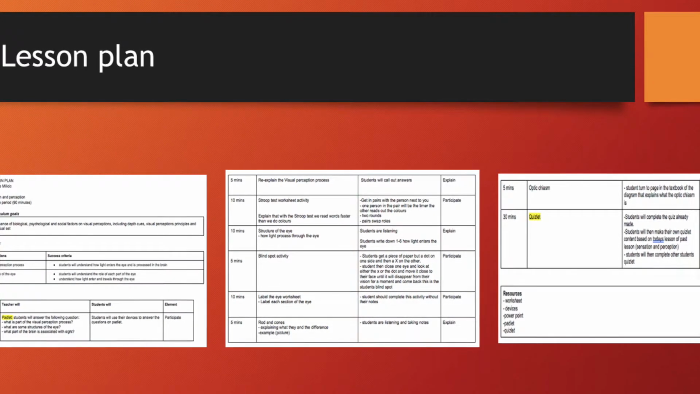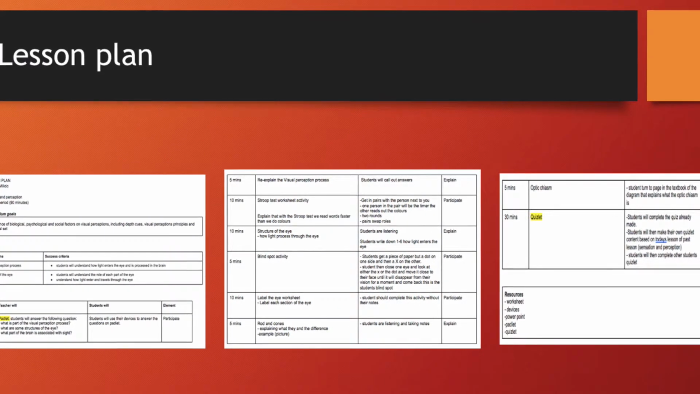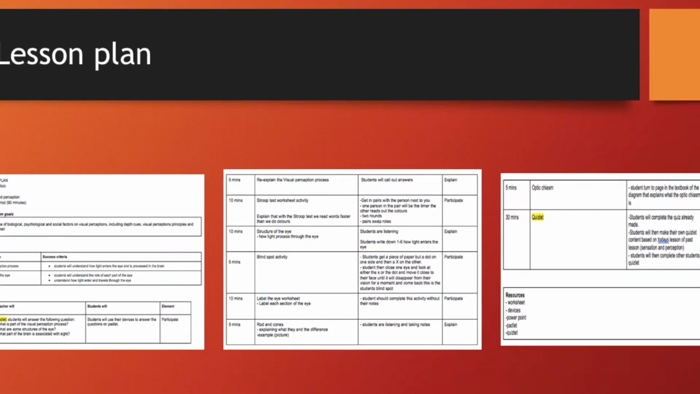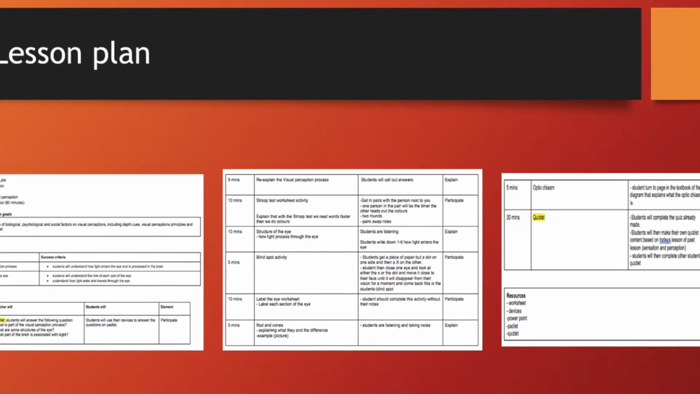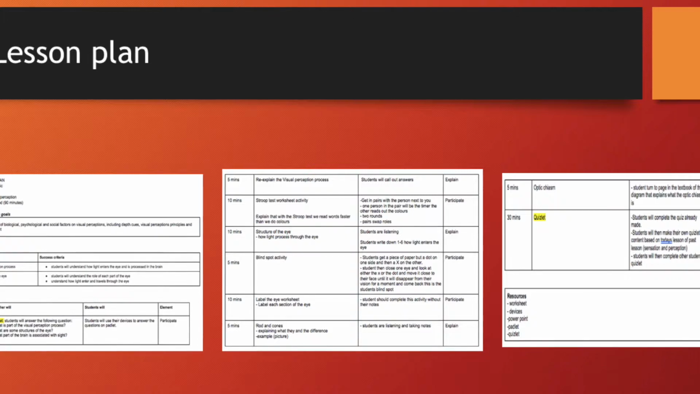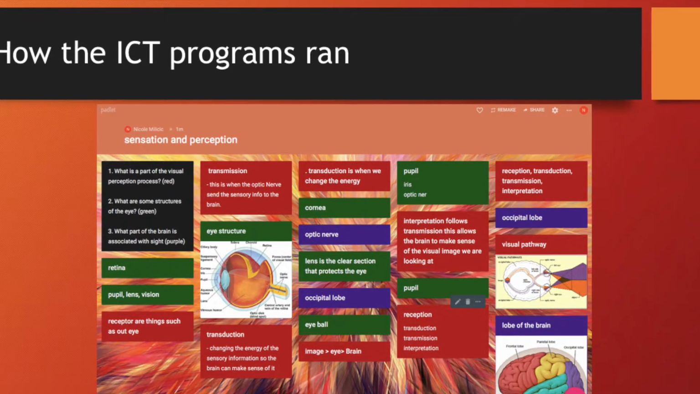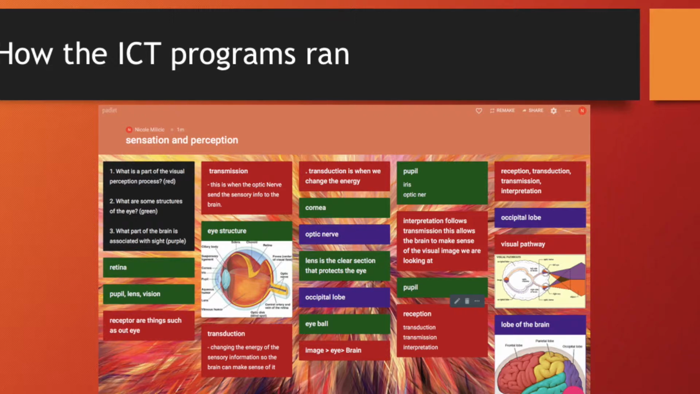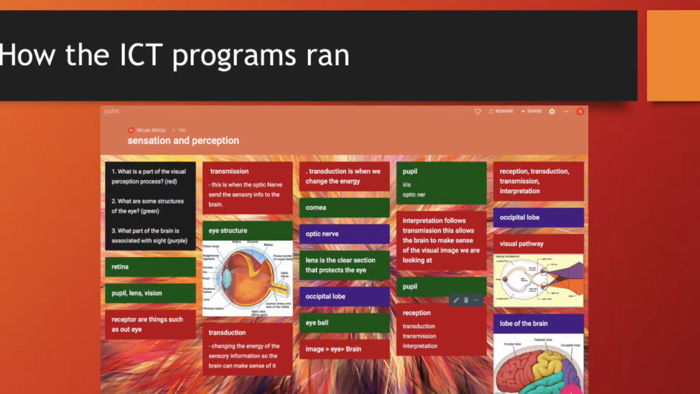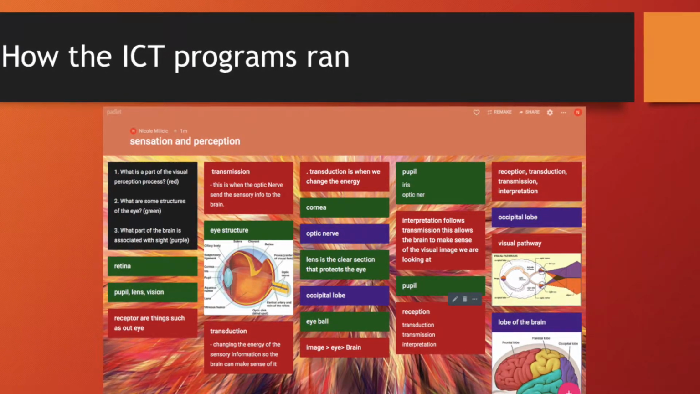ICT tool. The learning intention for the lesson was students will understand the light perception process, students will be able to identify the different structures of the eye, and students will be able to explain how light enters the eye. Students used Padlet at the start of the lesson. I provided them with an online code that they needed to enter into their device to log into the class Padlet. I asked students to answer the following questions.